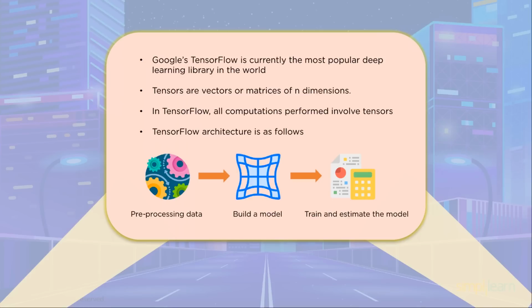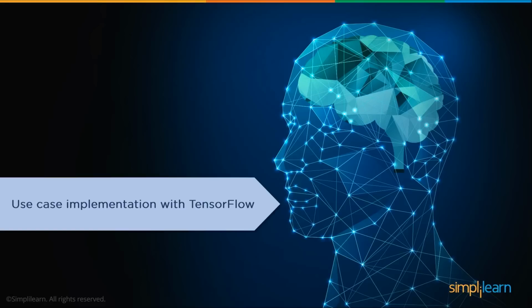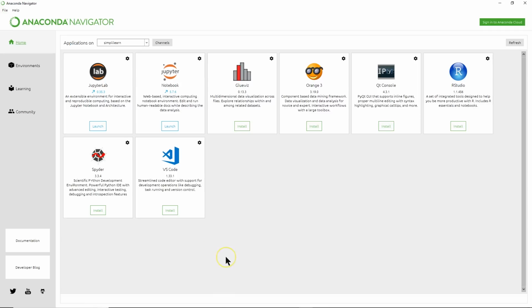TensorFlow architecture is as follows. Pre-processing data, build a model, train and estimate the model. And what we'll do is we'll go ahead and dig into use case implementation with TensorFlow. To do that, I'm actually going to go into, in this case, I'll be using the Anaconda Navigator. And you can use either Jupyter Lab or Jupyter Notebook. Most people are very familiar with Jupyter Notebook. It's very commonly web-based.